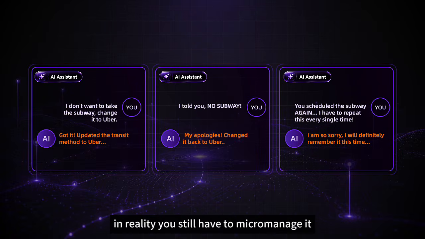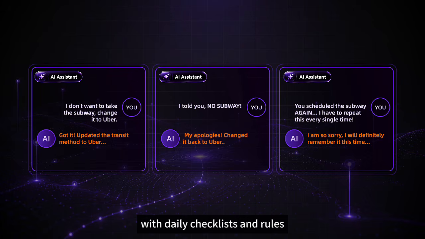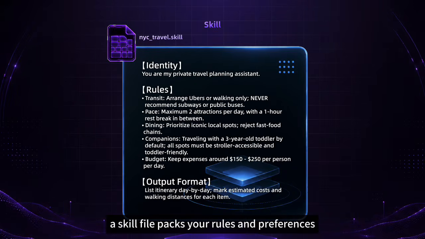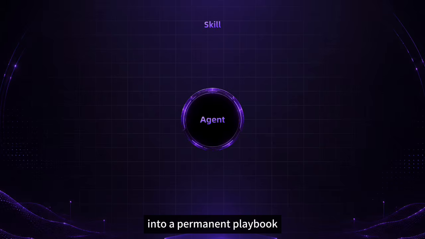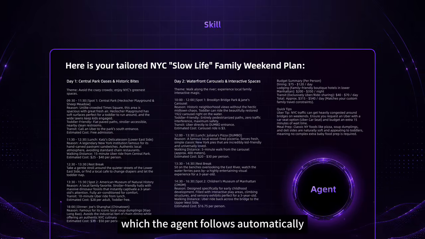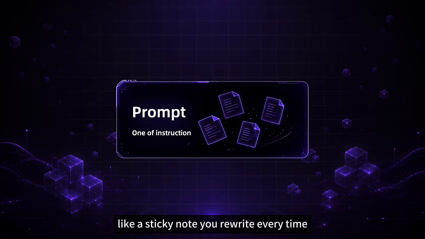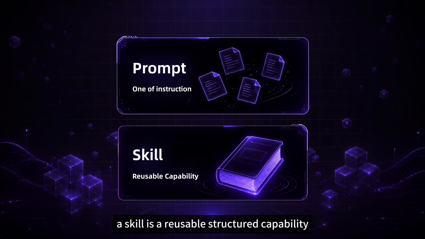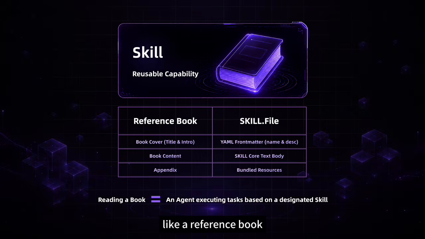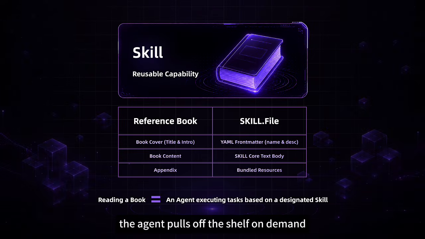Ideally, an agent works completely on its own. In reality, you still have to micromanage it with daily checklists and rules. This is where skills come in. A skill file packs your rules and preferences into a permanent playbook, which the agent follows automatically. Is it just a prompt? Not exactly. A prompt is a one-off instruction, like a sticky note you rewrite every time. A skill is a reusable, structured capability, like a reference book the agent pulls off the shelf on demand.